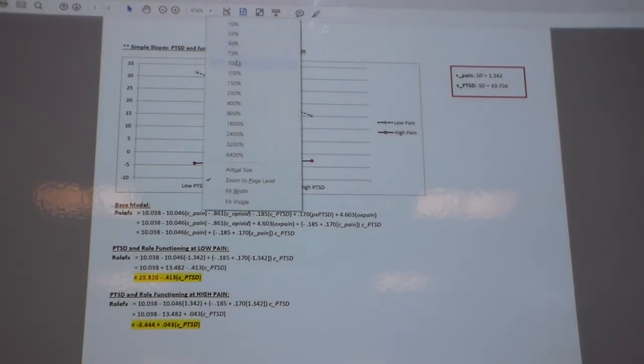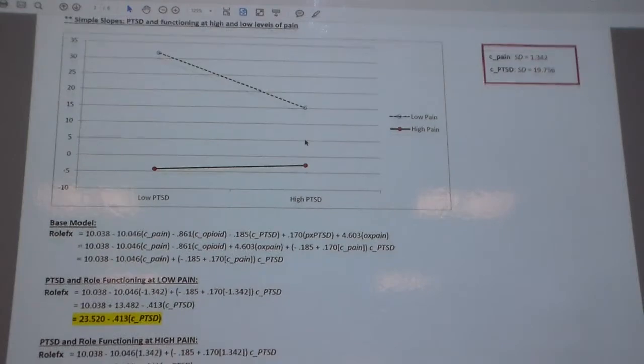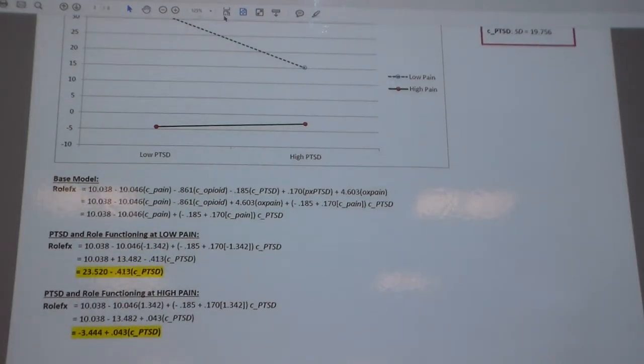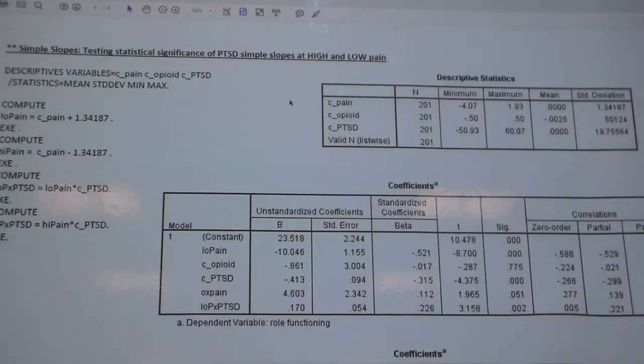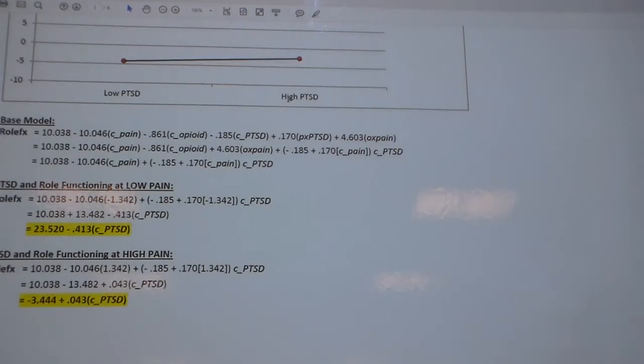And so what I'm going to do is I'm going to take my base model and I'm going to physically factor this out. Factor this out by hand. This is important because one, it'll help you plot your simple slopes. Two, it's going to help you make sure that you run everything else the same, okay?